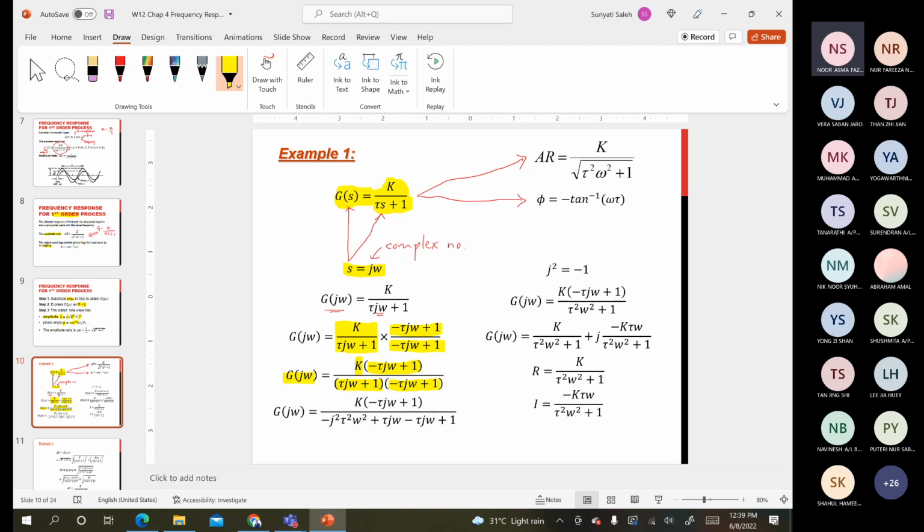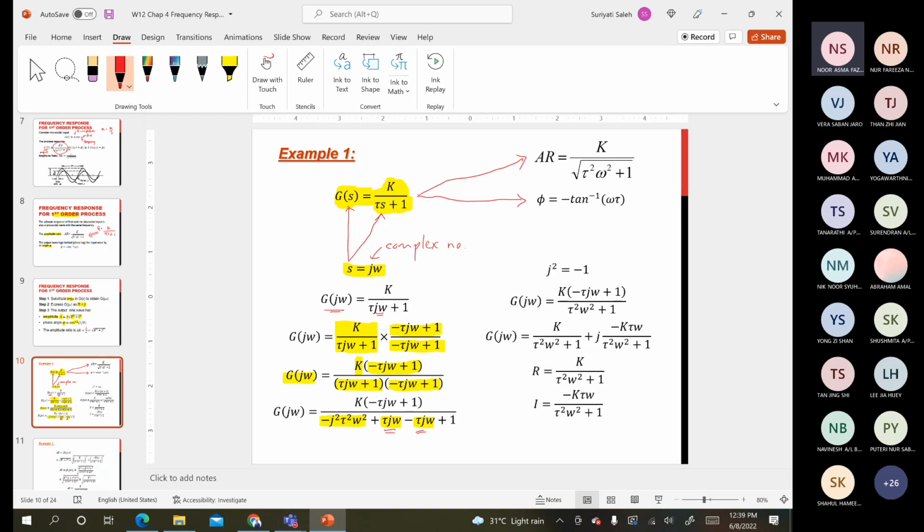So this equation can be further expanded. When we expand it, we start with the denominator. It becomes negative j square tau square w square plus tau jw minus tau jw plus 1. That is why we include negative tau jw, because in the end we can eliminate this term and this term. Tau jw minus tau jw can be eliminated.